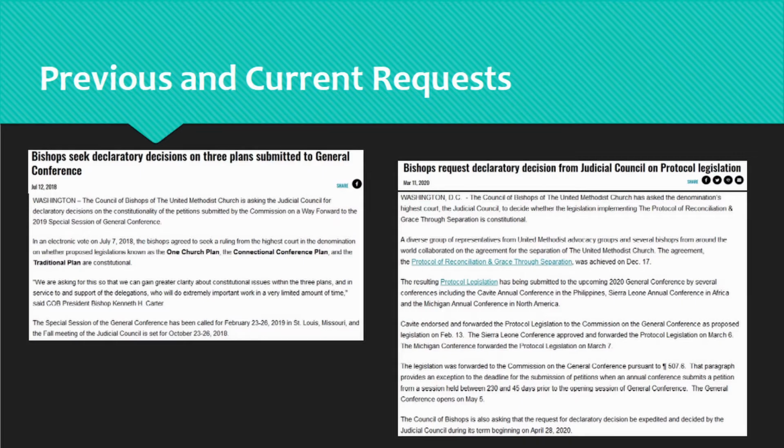Many people are interested in the legislation to enact the Protocol of Reconciliation and Grace through Separation. Some have expressed interest in requesting that the Judicial Council make a declaratory decision on the proposed legislation before General Conference takes action on it. That way, General Conference delegates would know whether the protocol legislation is constitutional or whether some parts of it need to be amended to pass muster. Now you have the context to understand why constitutionality is important for General Conference legislation.